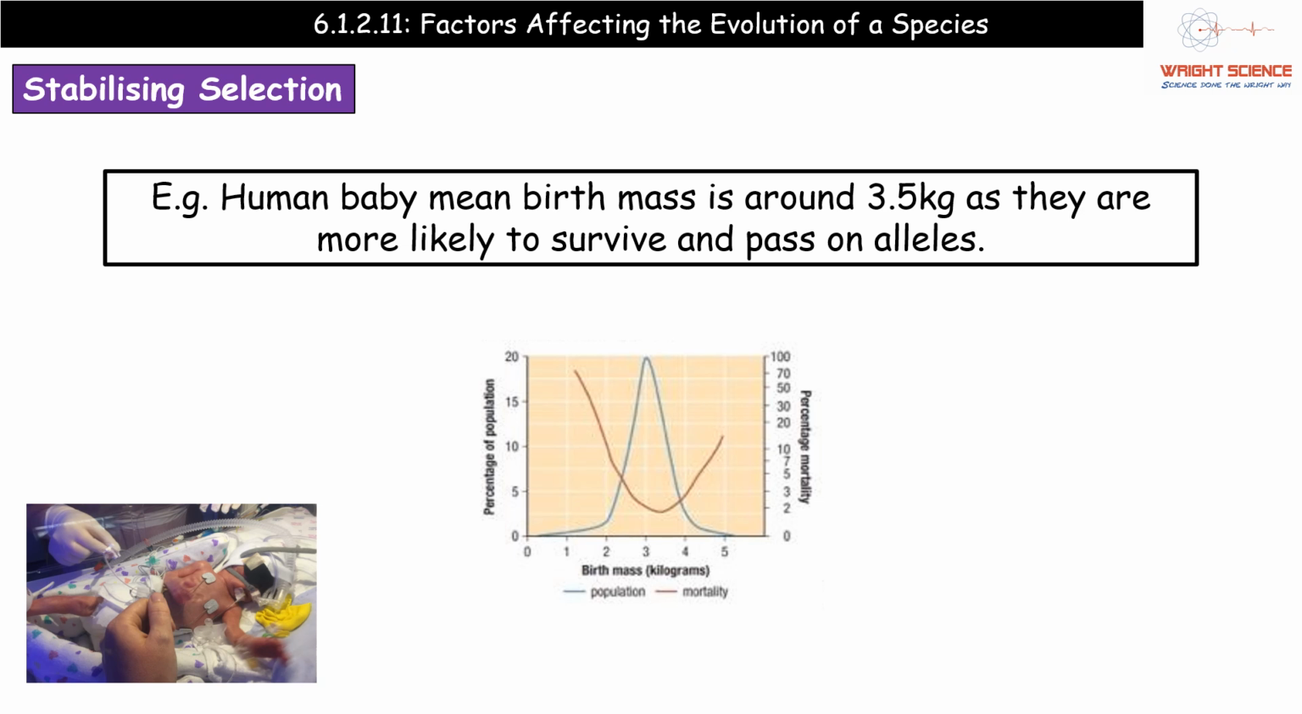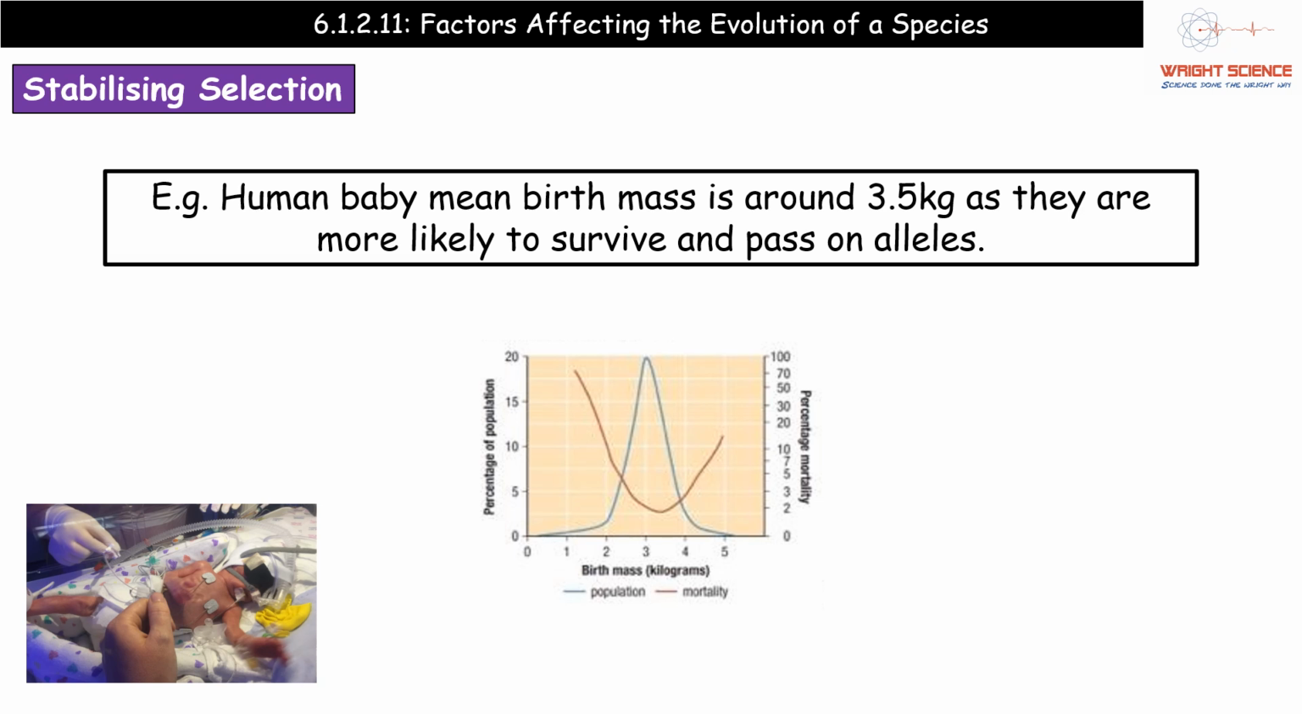And a good example of this is actually in human babies. So when we consider the mean birth mass of human babies, it is about 3.5 kilograms. So that's your mean baby birth mass. And the reason that that is the mean baby birth mass is because that's where they're most likely to survive. Now, obviously, as we've already said, if an organism is more likely to survive, it's more likely to then go on to reproduce and therefore pass on its own alleles. So what we have seen here is a great example of this stabilizing selection, and another really good example of a type of graph you could be asked to interpret on your A-level.